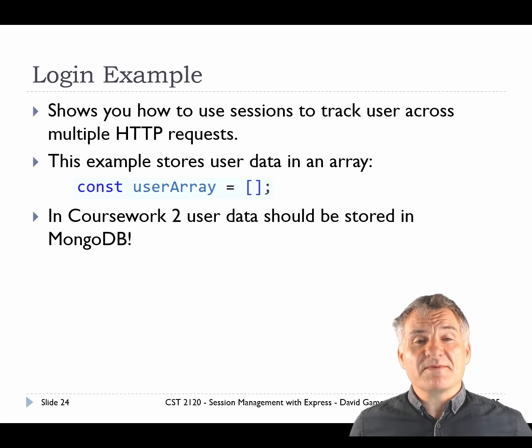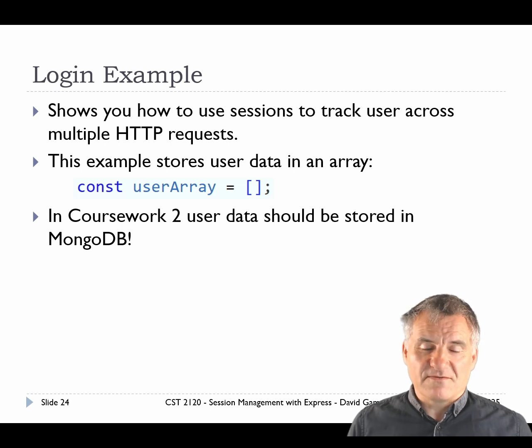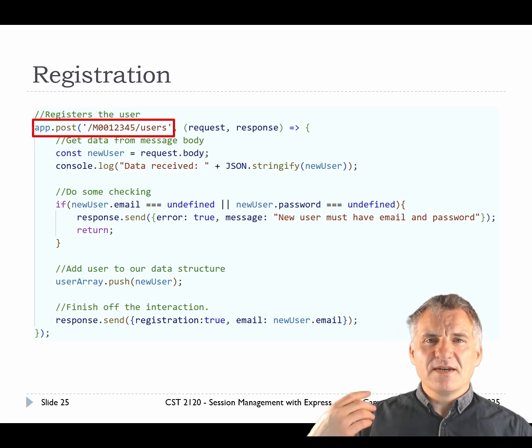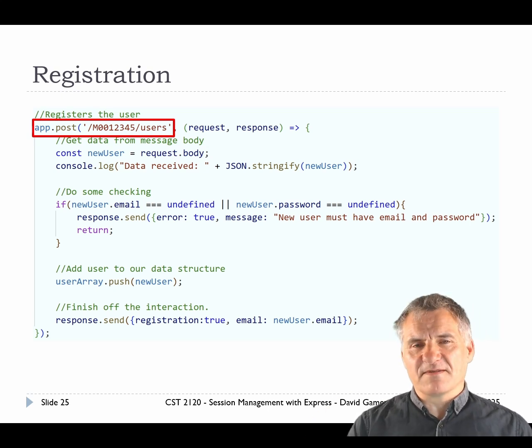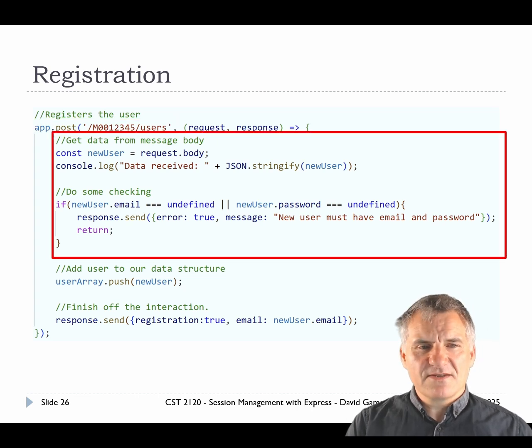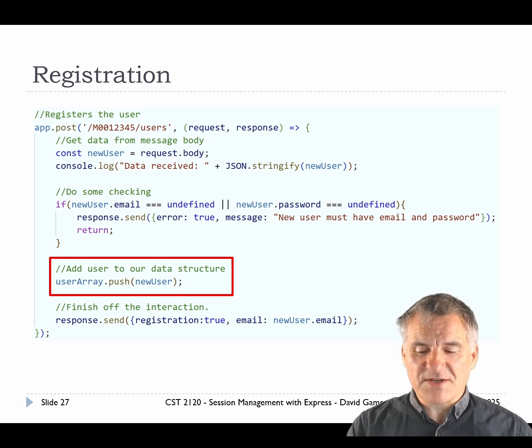Now, I'm not going to demonstrate this with MongoDB. I'm just going to store data in an array. This is just for demonstration purposes. Don't do this in your real projects or you'll lose an awful lot of marks. Okay, so to make this work, I need some kind of registration system. I could have hard-coded it, but I'm just going to have one here. So just posting to users, do a few checks, and stick the user data in the array. So I've got some users to register with. That's the point of that.